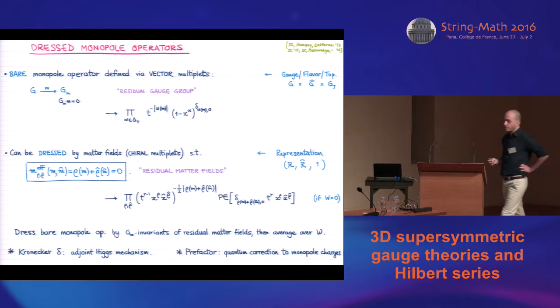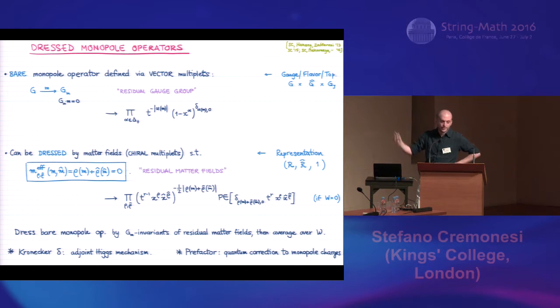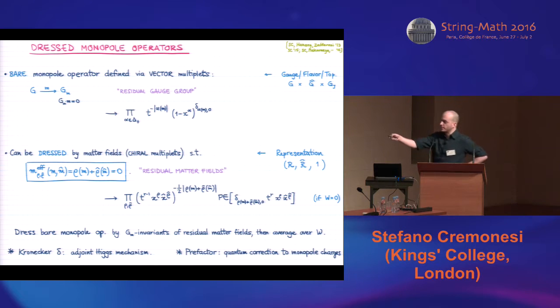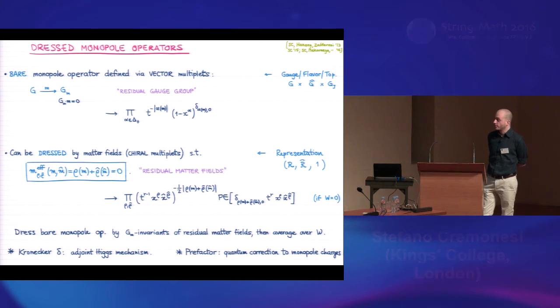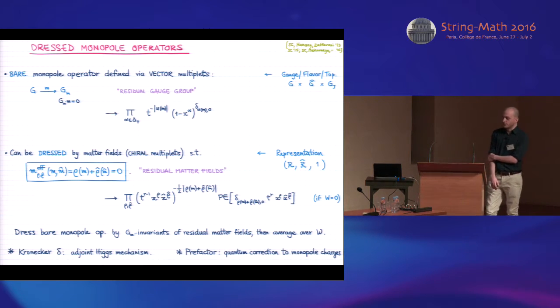But in addition, if you study the BPS equations by supersymmetry, you can see that you can actually dress this bare monopole operator defined in terms of the fields in the vector multiplet by matter fields, so chiral multiplets, which are massless in this monopole background. So they satisfy this condition that their effective mass is 0. And these are what I call residual matter fields. So these are moduli of the BPS monopole configuration that we can turn on at 0 energy cost.